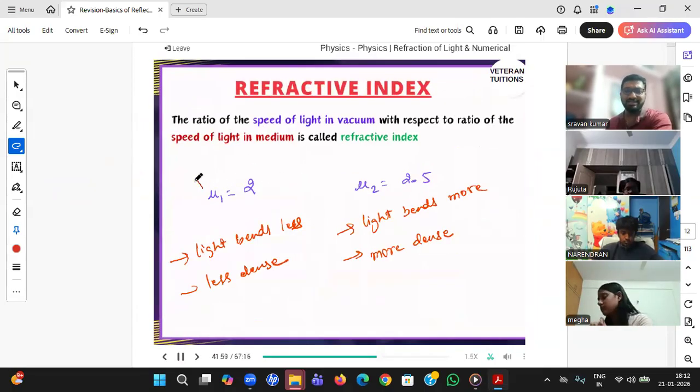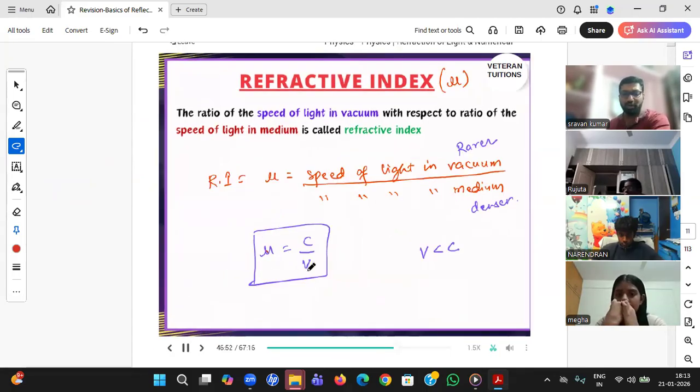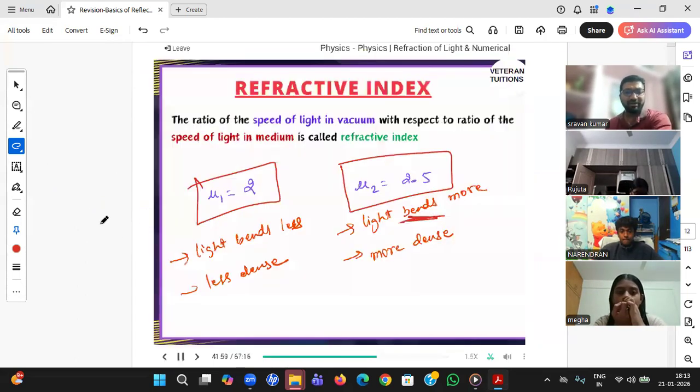But technically speaking, just by looking, how can you say who is denser? You can assume it is a football ground with more people, or a football ground with little people. More people, more bending, less speed. Less people, less bending, and little reduction of speed compared to vacuum. So here you see mu and v are inversely proportional. This is what we have learned yesterday, and we have done many questions yesterday.